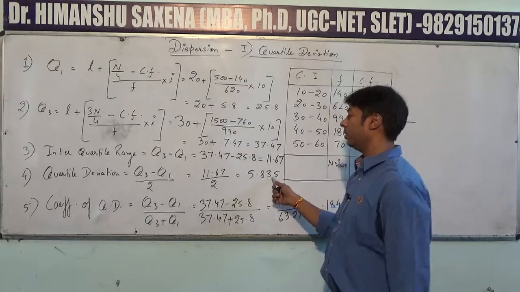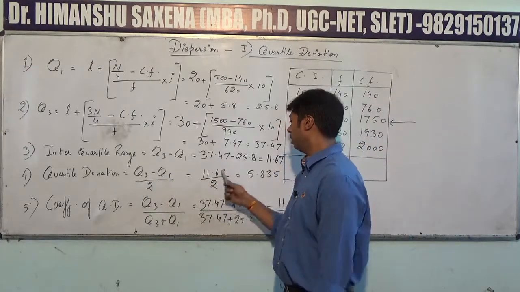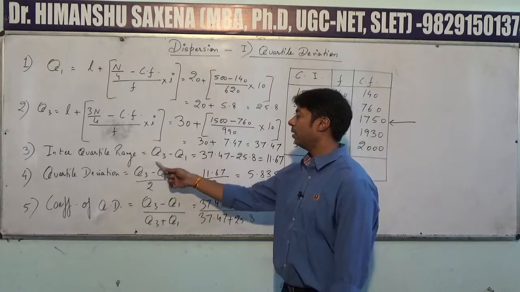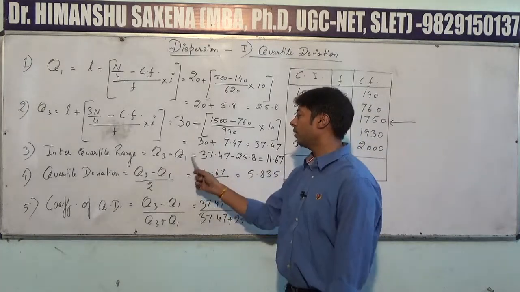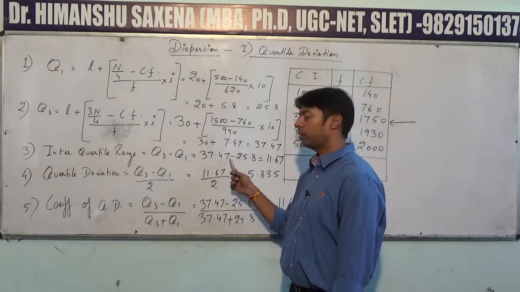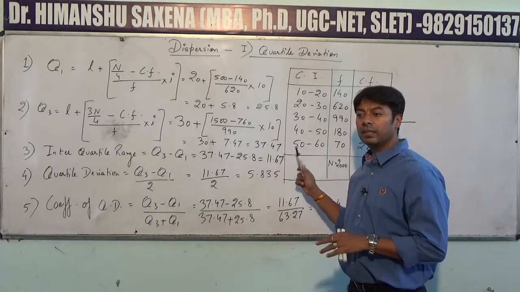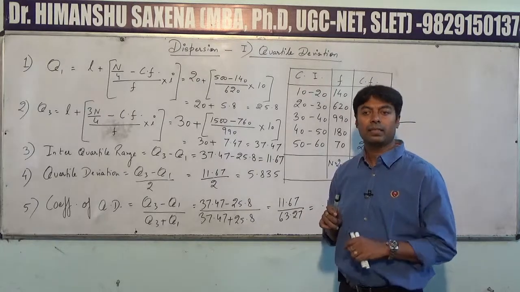Quartile deviation is Q3 minus Q1 by 2, that is 11.67 by 2, 5.835. And interquartile range is Q3 minus Q1, that is 37.47 minus 25.8, which will give you 11.67. Is this clear?